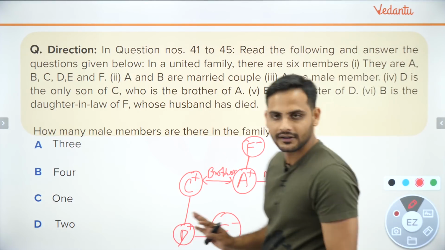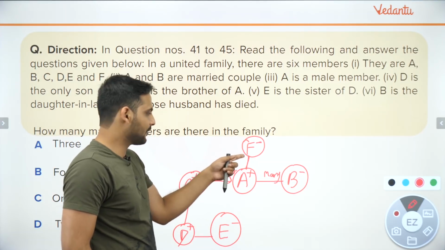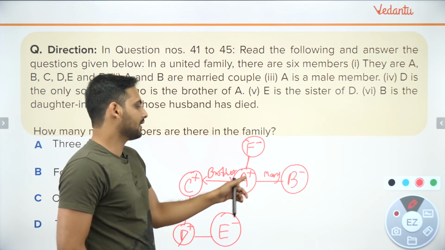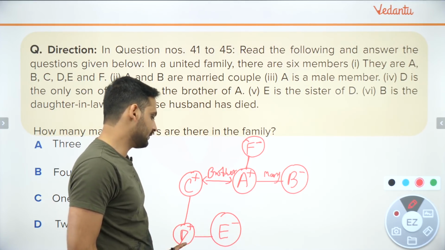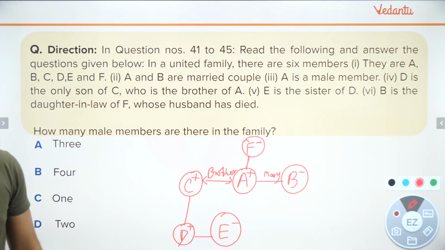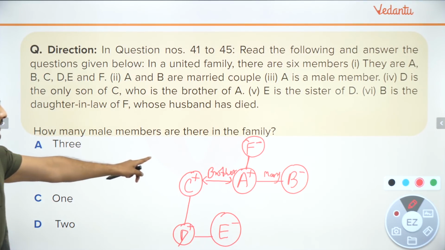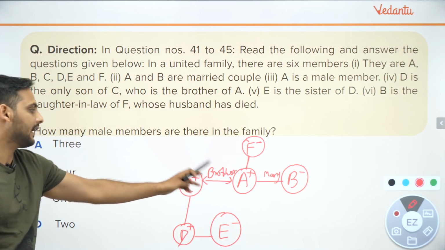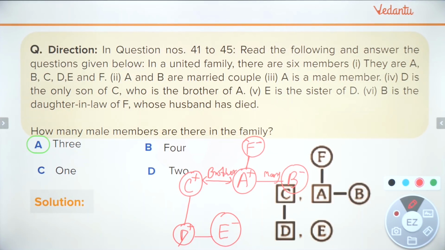So this is your family tree, right? F is the mother or grandmother, you can say here. A and C are brothers. A is married to B and C has two children. D is the son, E is the daughter, right? Now once we are done with this part, see how easily all the questions will be done. How many male members are there in the family? See, A, C and D. Only 3 male members. Correct answer is 3.